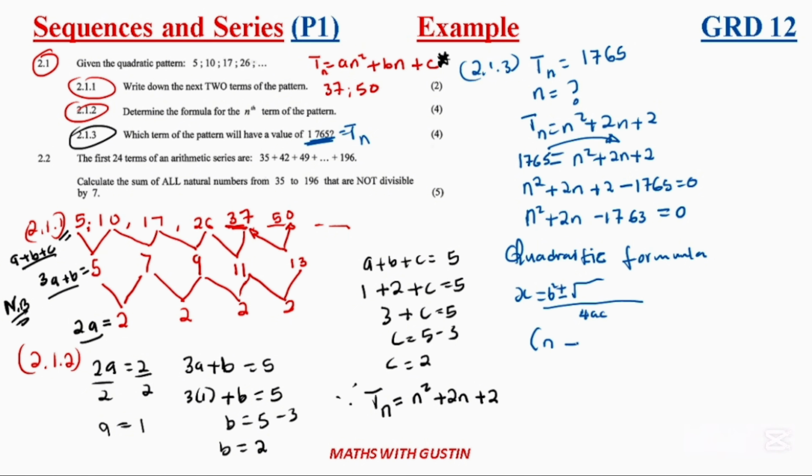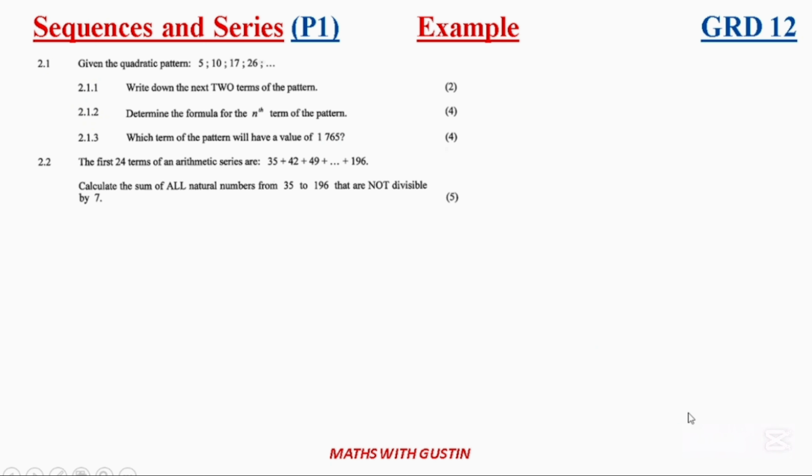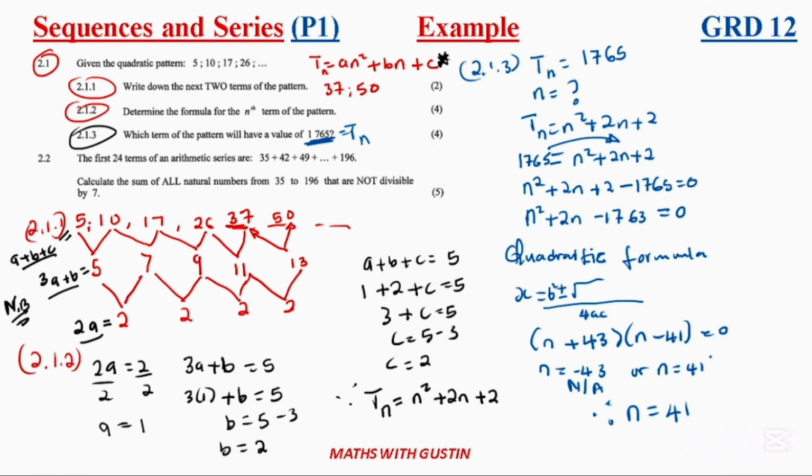It's (n plus 43) and then (n minus 41), all in close bracket. Therefore n is going to be equal to negative 43, or n is going to be equal to 41. We already know that the negative one will not be applicable in this instance, so our final solution will be 41. So the number of terms will be 41 here. Right, great stuff.